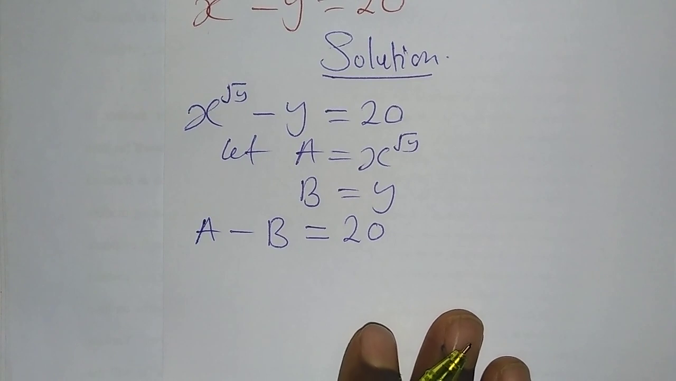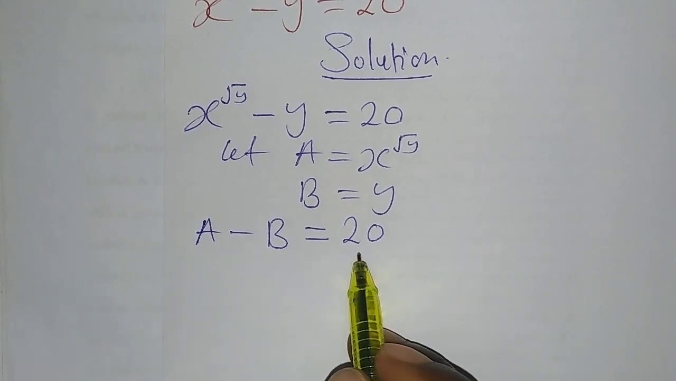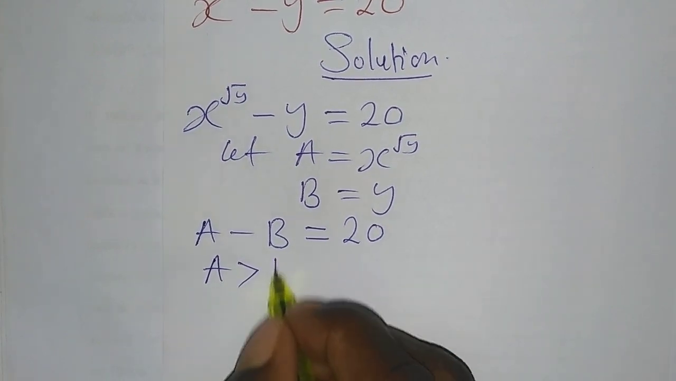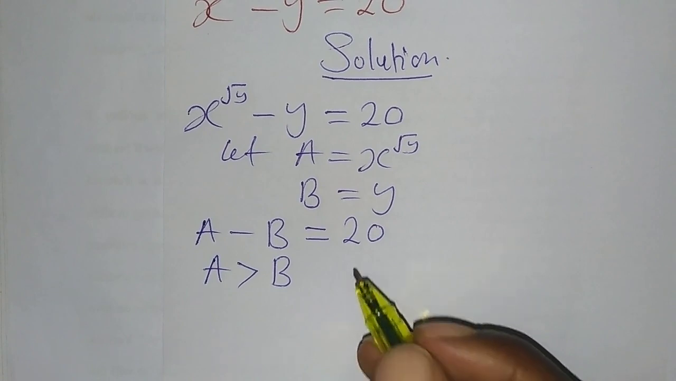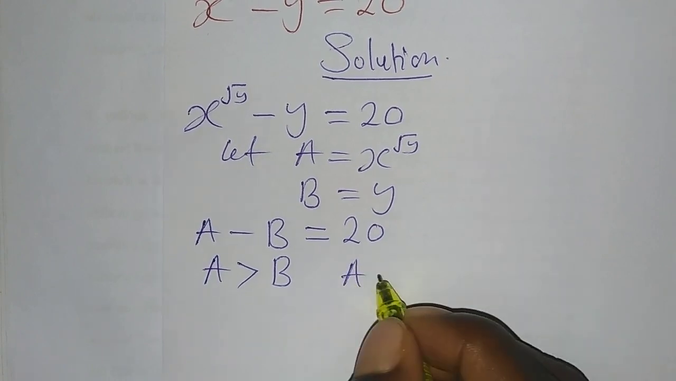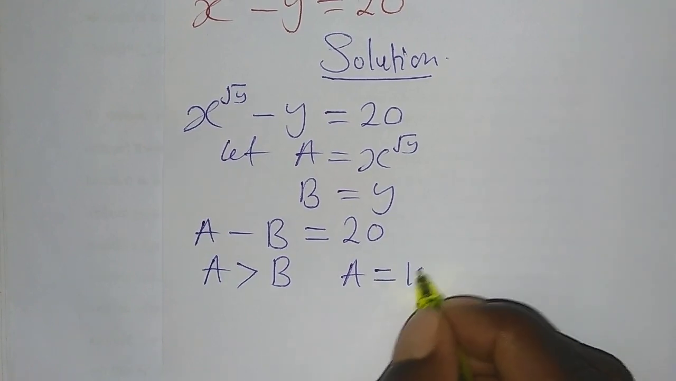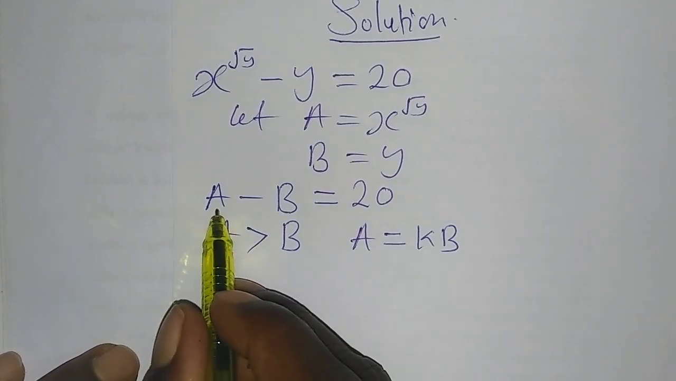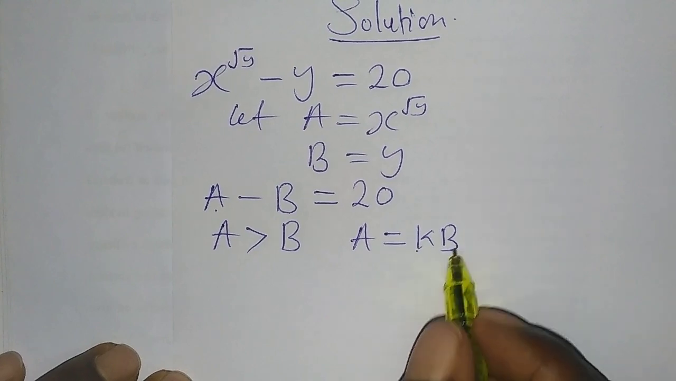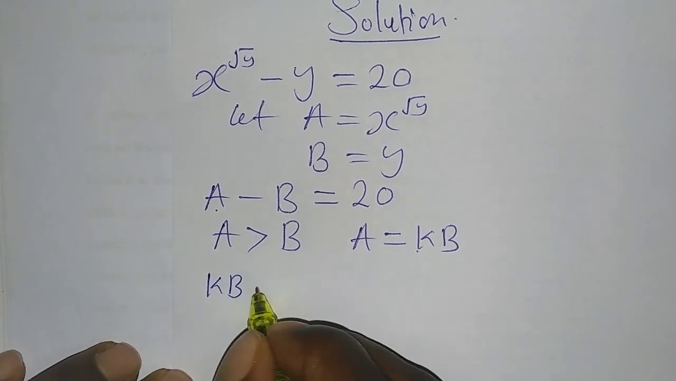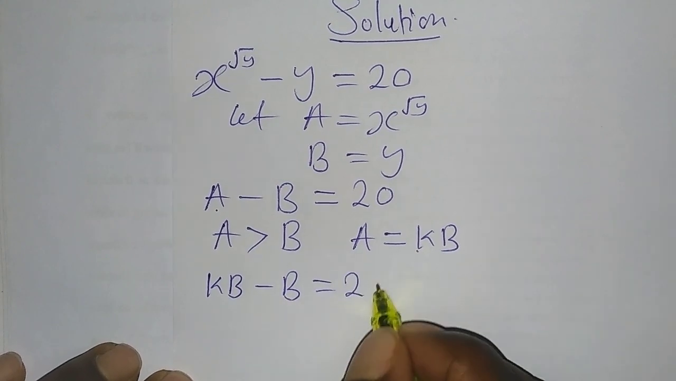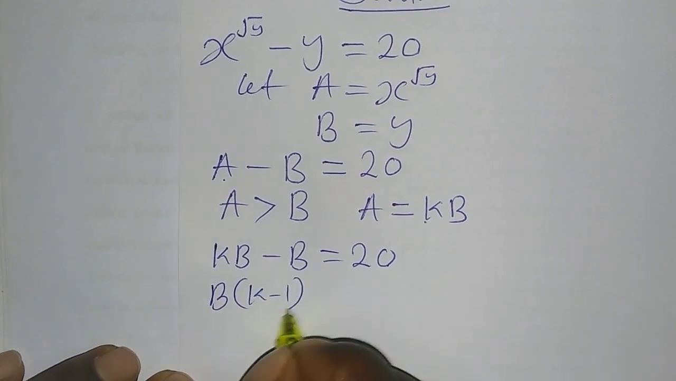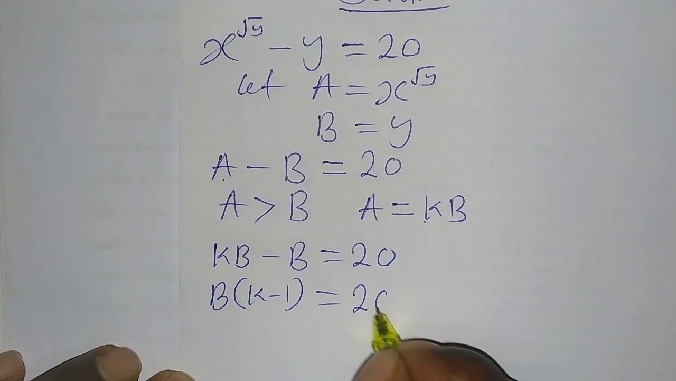Now looking at the equation, we have a minus b equal to 20. Our 20 is positive. This implies that a is greater than b. And we can write a equal to kb. Therefore, instead of a, we substitute kb. Then we have kb minus b equal to 20. We factor out b. Then we have b times k minus 1 equal to 20.